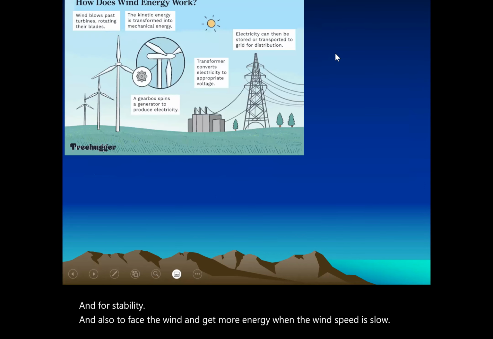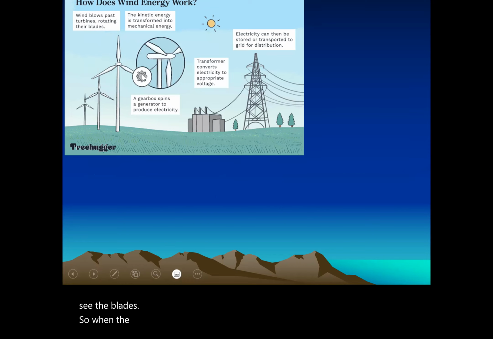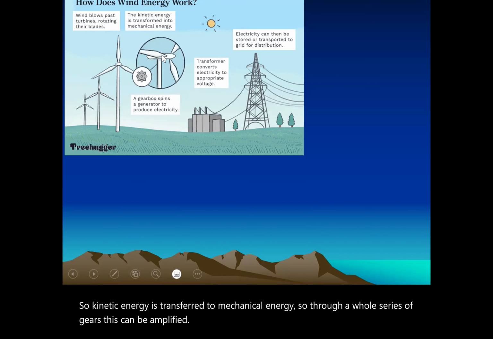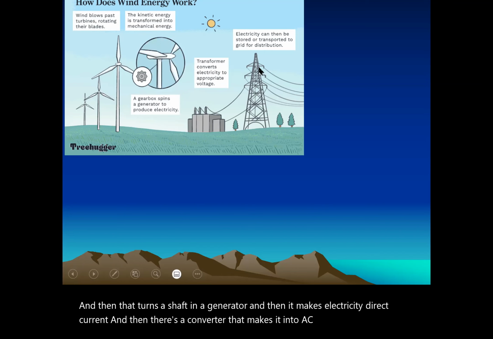Here's an overview of how wind energy works. So we have a tall tower, and you can see the blades. When the wind hits these blades, there is a junction here, and it makes the blades spin. So kinetic energy is transferred to mechanical energy. Through a whole series of gears, this can be amplified. Then that turns a shaft in a generator, and it makes electricity, direct current, and then there's a converter that makes it into AC electricity, and then it can be transferred to the grid.